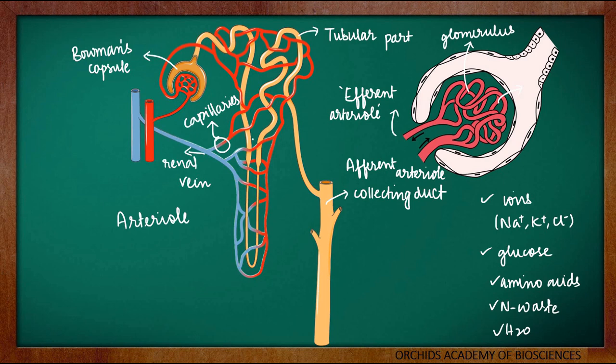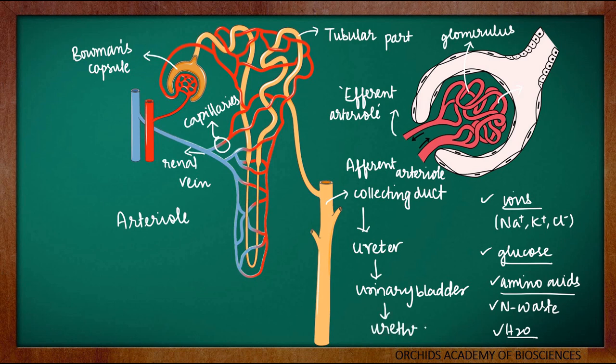Now from this tube, various substances like the ions, glucose, amino acids and water will be reabsorbed by the capillaries around this tubular part. So all these important substances will be reabsorbed by the capillaries and enter into the renal vein. And the waste that is left over, that is the nitrogenous waste with some amount of water, will enter into the collecting duct, which will then later enter into the ureter. From the ureter it goes to the urinary bladder and finally is removed from the body through the opening called the urethra. So once the urinary bladder is filled, the urine will be passed out through the urethra.